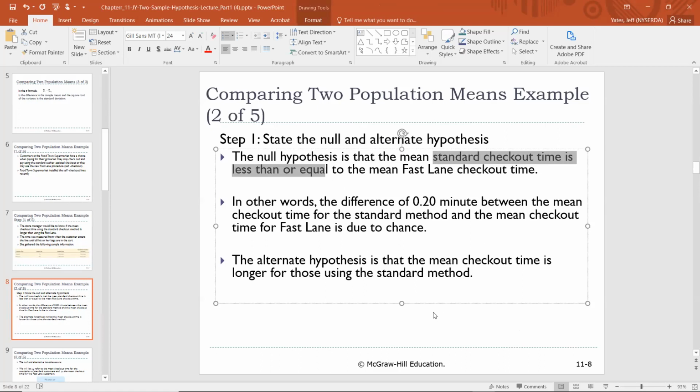So in other words, our existing process is equivalent to our new process, or in this case, equivalent or better than the new process. So we have to prove that if we're looking at putting these fast lanes in, that is going to make a difference. All right. So our mean checkout time is less than or equal to the fast lane checkout time. So if H0 is less than or equal to, then HA, the alternative, is greater than.